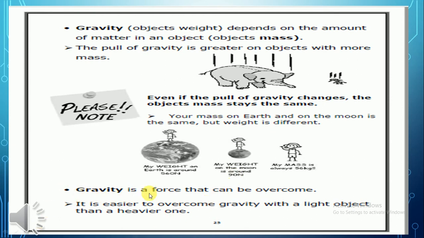Okay, so gravity is a force that can be overcome. How can you run away from gravity or overcome gravity? Scientists use a big push, a force, to send rockets and spaceships to space. They use light materials and give them a big push to go to space, run away from the gravity and overcome it. Again, it's easier to overcome gravity with a light object than a heavier one. So scientists or astronauts try to make rockets and spaceships light. Why? So it can be easy to send them into space and overcome gravity.